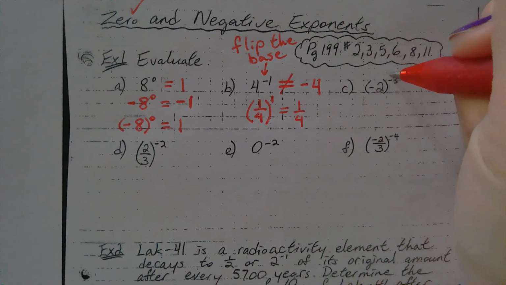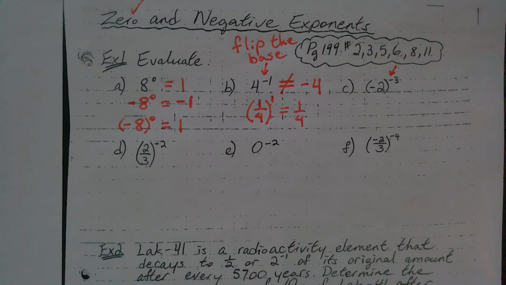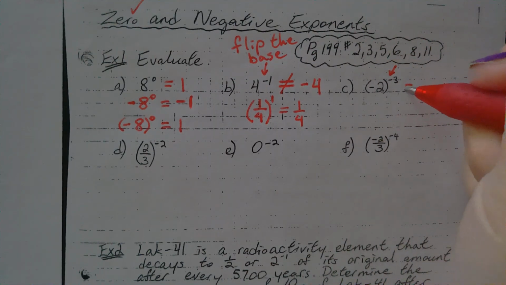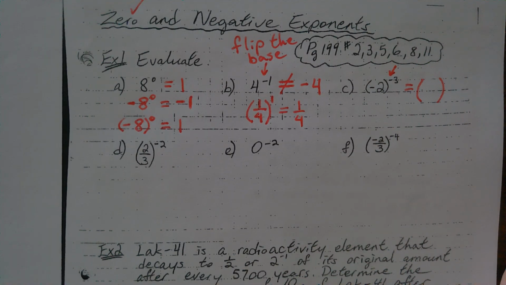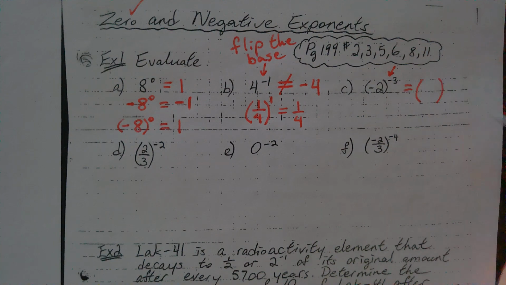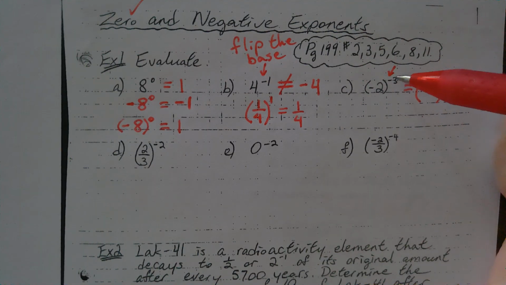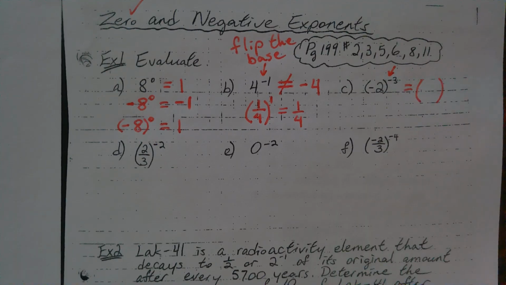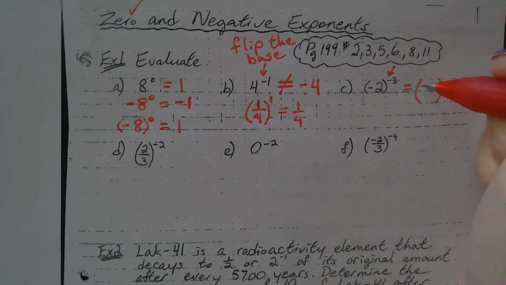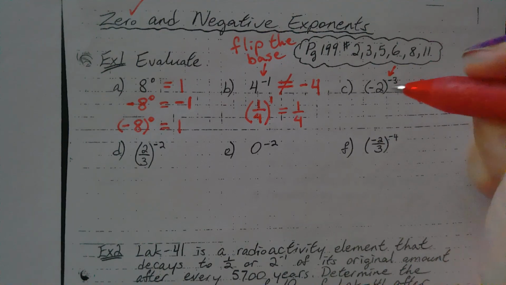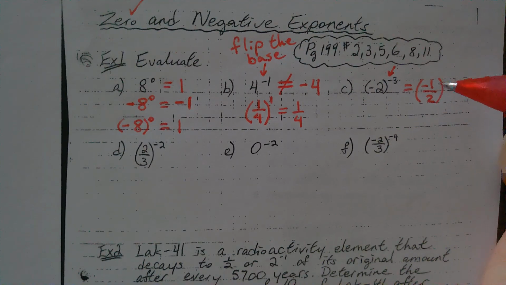So what about this one? Again, I see a negative exponent, so I need to flip my base. So what's my new base right now? Ethan? My base is -2, so if I flip it, it's going to be, okay, so remember, exponent has nothing to do with changing your number. It doesn't change your base. 1/2, but negative as well. So -1/2. It doesn't matter where you put that negative. You can put it on the top or on the bottom.